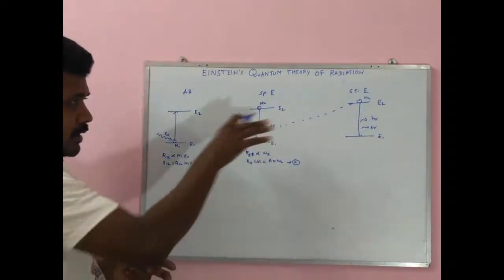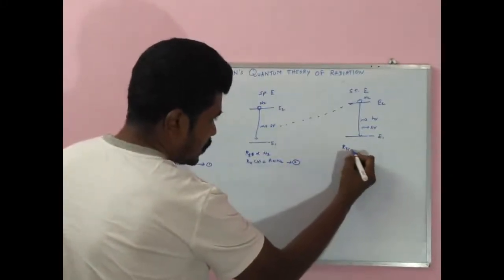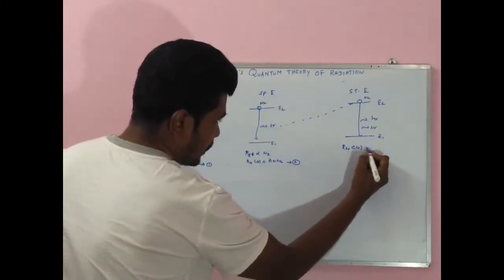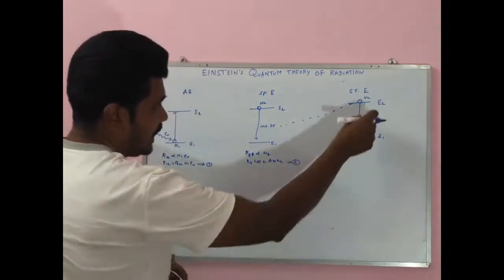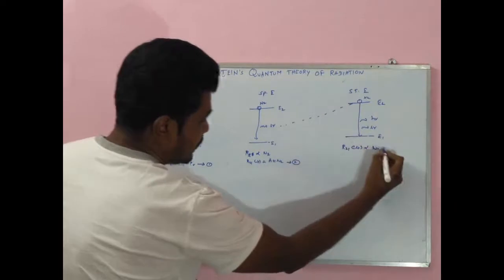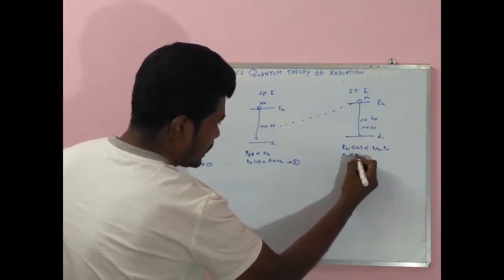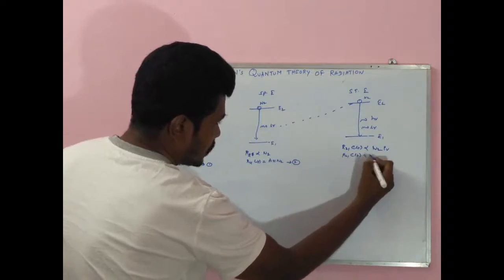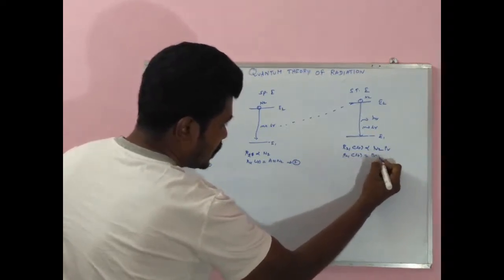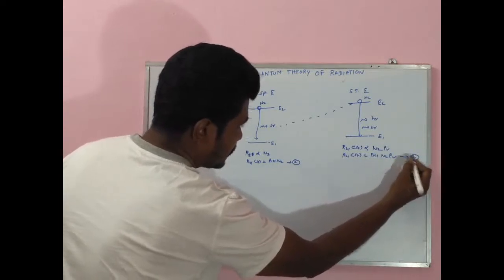Okay, understand? Now the rate of stimulated emission R21 (ST) is proportional to, dependent on, the number of atoms in the excited level and the incident photon radiation. So R21 (ST) is equal to B21 N2 rho v. That is equation number 3.